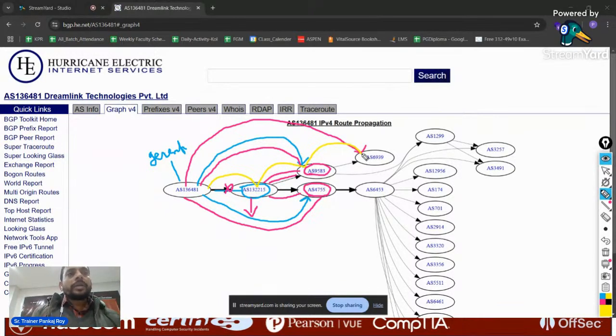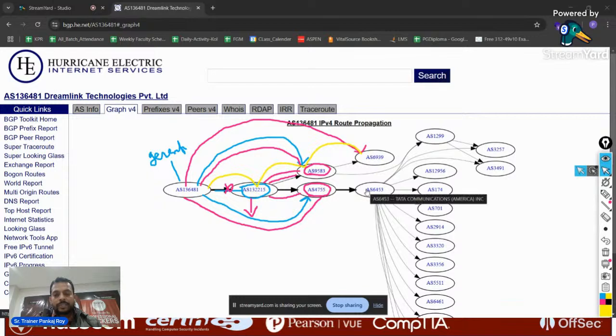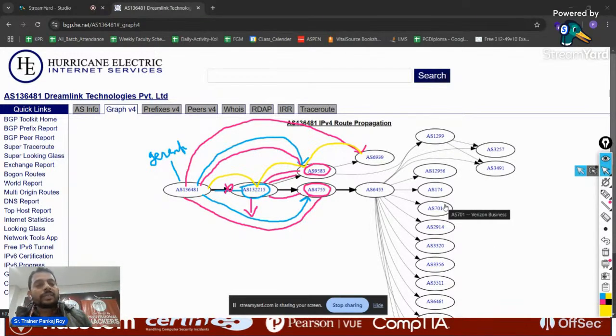How does data reach this network? I don't know which organization owns which AS number, so I checked. This AS number is Hurricane Electronics, and this one is Tata Communications of America. After that, this is the main traffic that will travel to connect multiple locations. Here are Telefonica, Global Cognizant Communications, and others. These are different organizations with different AS numbers. So I think the AS number concept is clear.